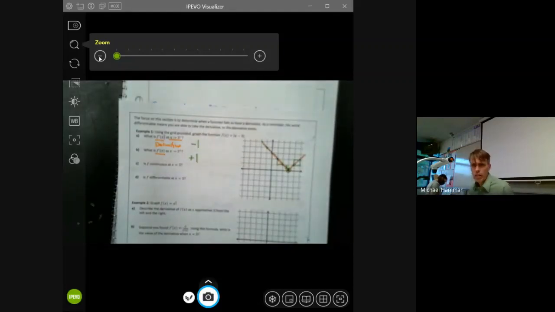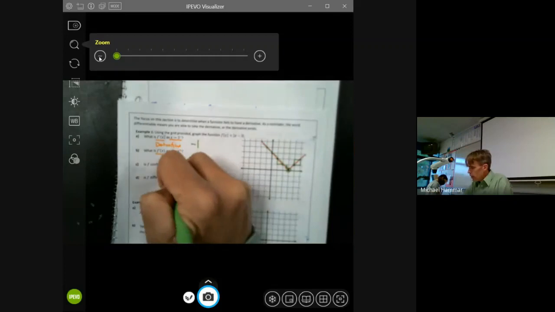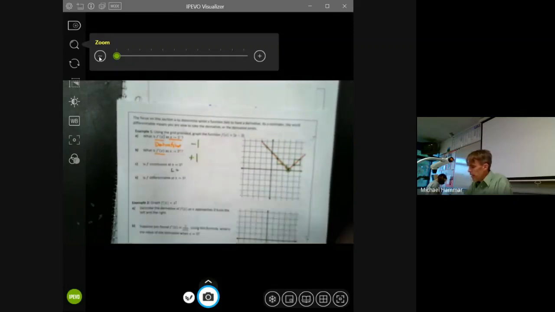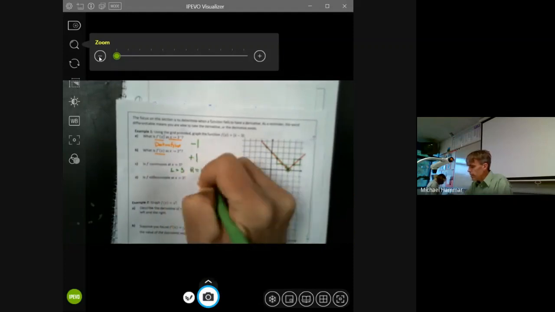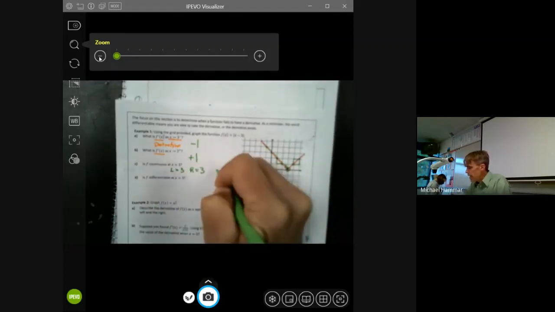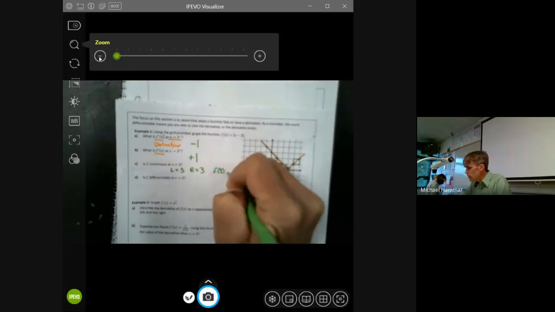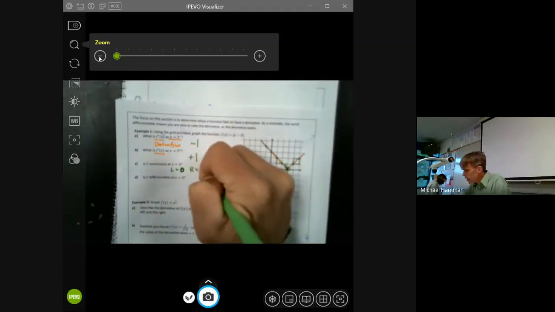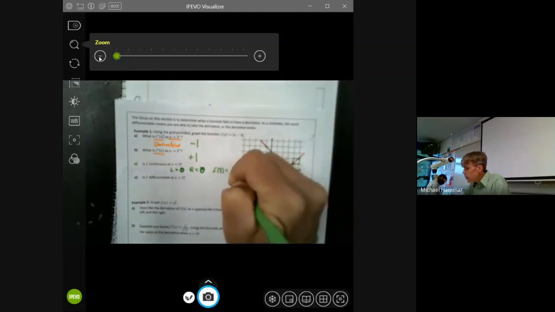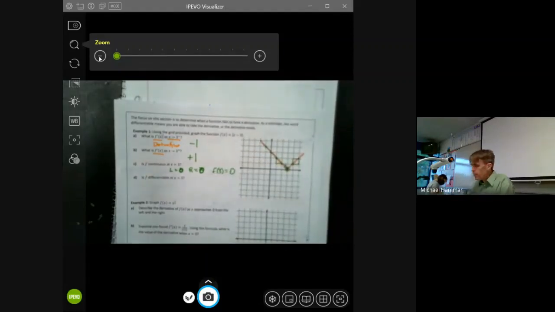Okay? Now, the question is: is it continuous at 3? Well, from the left, remember, the left limit is equal to 3. The right limit is equal to 3. And the value from the right is 0. And the value at f of 3 is 0. So is this continuous? Yes.